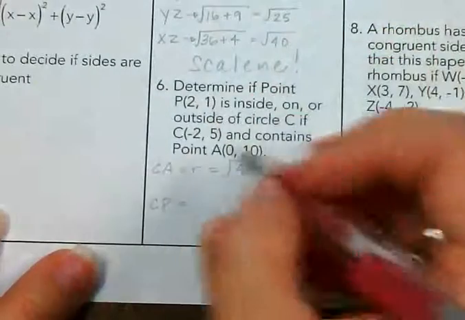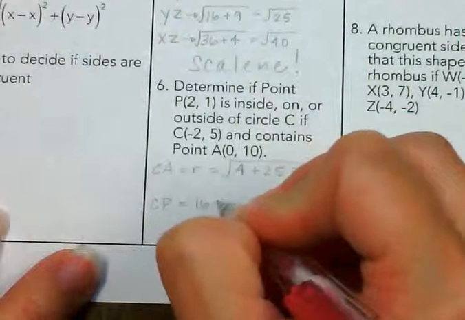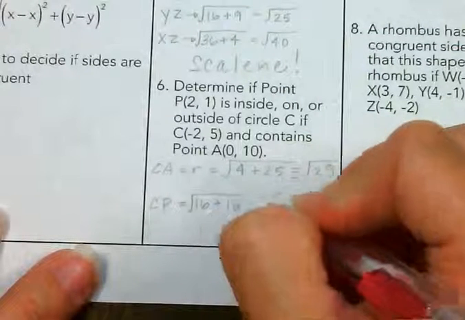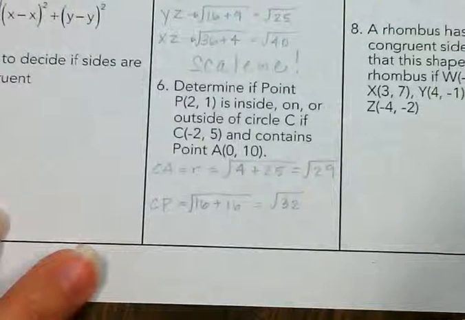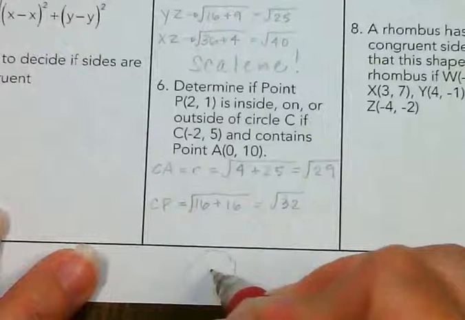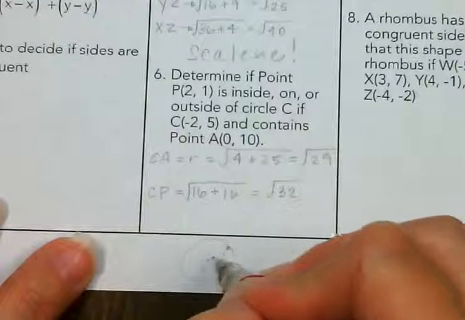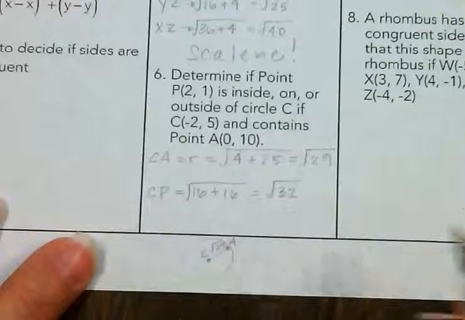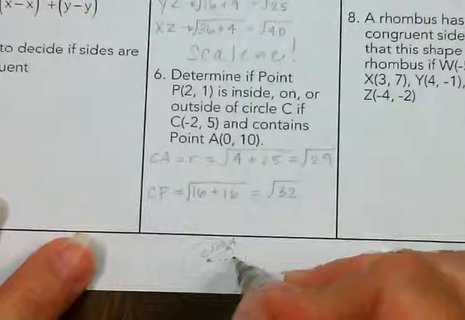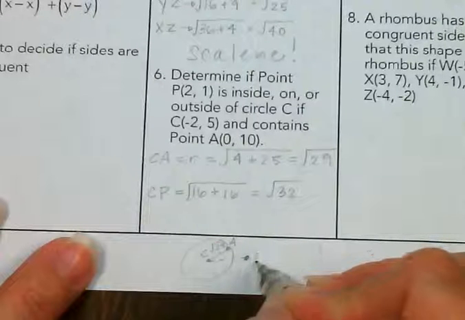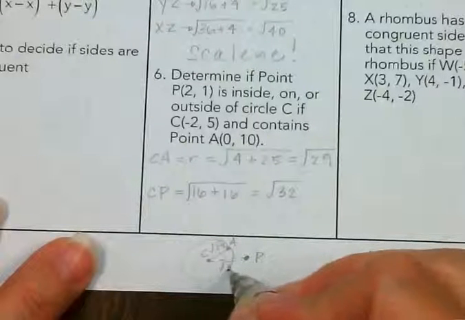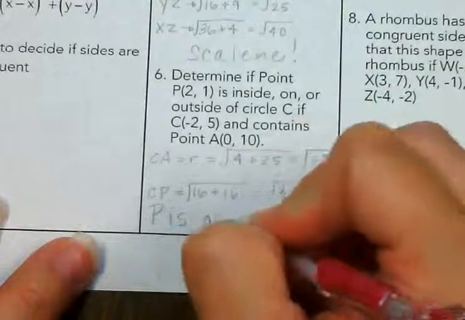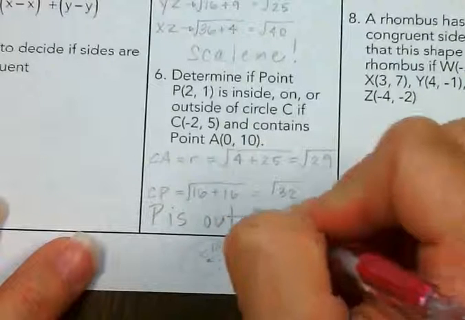So 2 to negative 2 is 4, squared is 16. From 1 to 5 is 4, squared is 16. That is the square root of 32. So if you can imagine what this looks like, here's C, here's A. So C and A is right here, and this length is the square root of 29. P is the square root of 32 away from the center. So that tells me that P is outside of the circle.